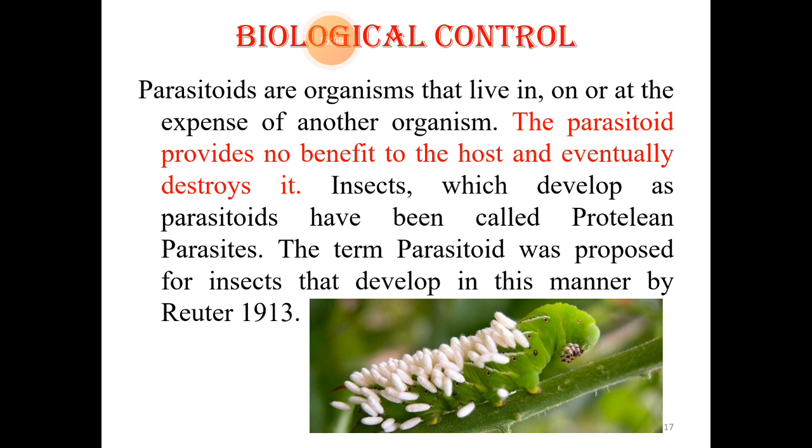Parasitoids are organisms that live on a parasite, and this parasite will live on the pest which is the host. It provides no benefit to the host, that is to the pest, but destroys it. In this category, most insects are used and are called protelean parasites, and it was Reuter in 1913 who studied this particular concept.